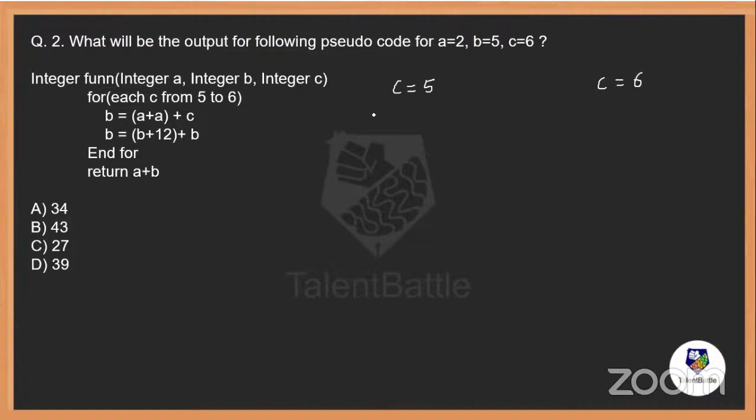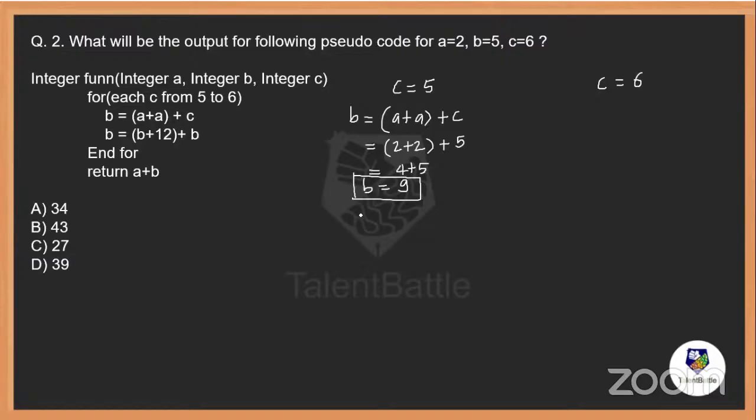So when C is equal to 5, we will set the value of B equal to (A plus C), where the current value of A is 2 and C is already set to 5, according to the for loop. So 5 will be taken here. So it is going to be 4 plus 5, that is 9. So the first expression will give me the value of B equal to 9.